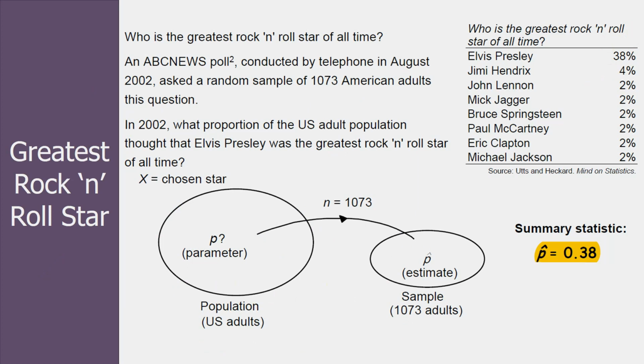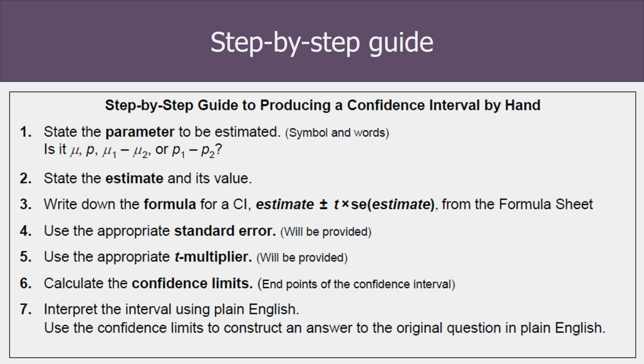Our parameter of interest is the population proportion, so the proportion of all US adults that think Elvis Presley is the greatest rock star of all time. So our sample estimate, p hat, is 38%. And I've turned it here into a decimal, 0.38, because we're going to want it as a decimal to do our calculations. So we're going to jump straight into step one.